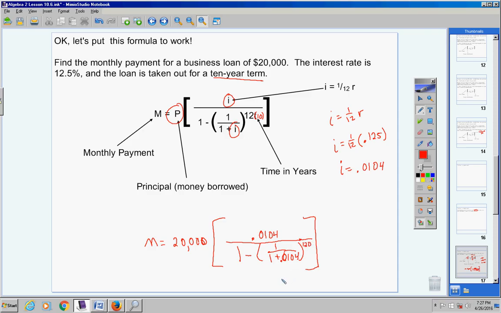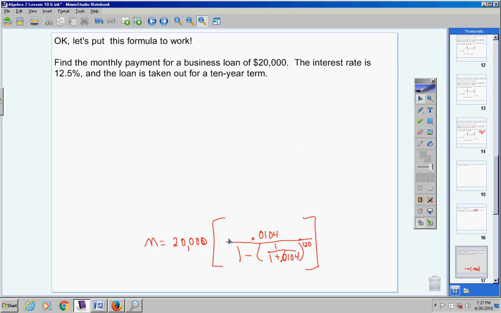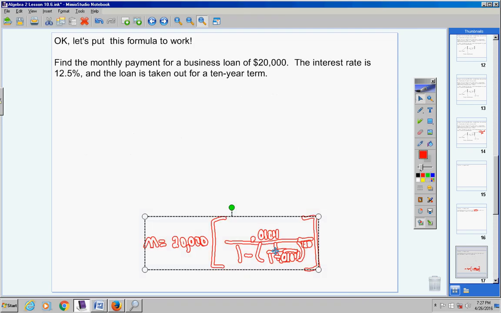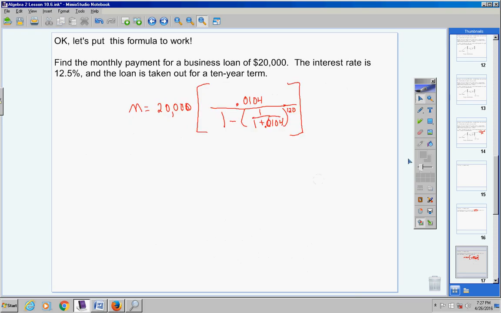Now let's go ahead and work this out slowly but surely. In fact, I'm going to go like this to get plenty of room to work. First of all, if some of you want to type in a lot of this in your calculator at once, that's fine. I'm going to do it step by step, okay?